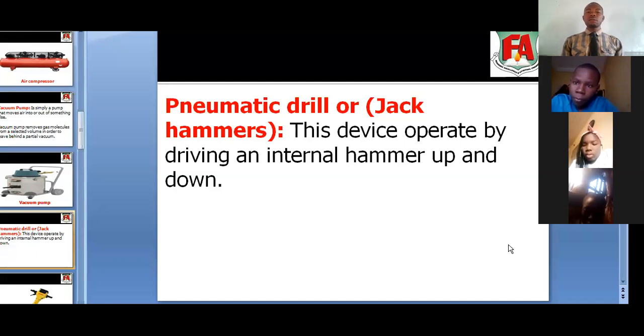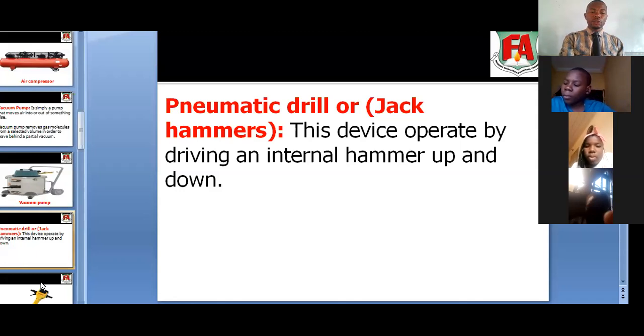Pneumatic drill or jackhammers. What is a jackhammer? This device operates by driving an internal hammer up and down. Exactly. And the pneumatic drill or jackhammer is majorly used in construction sites to break heavy rocks. If you have a rock and you want to break the rock, you use what we call a jackhammer.